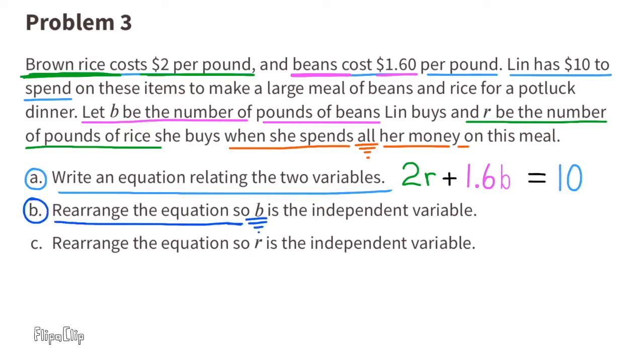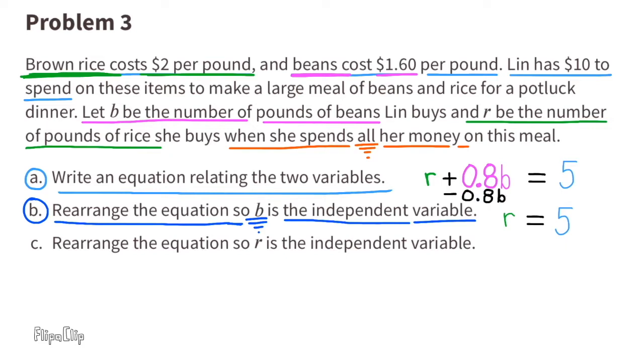B. Rearrange the equation so B is the independent variable. To get the R by itself, we have to divide every term by 2. 2R divided by 2 is 1R. 10 divided by 2 is 5. Now we can divide the independent variable by 2. 1.6B divided by 2 equals 0.8B. Since we need the independent variable on the other side of the equal sign, we have to subtract 0.8B from both sides. Now the equation reads R equals 5 minus 0.8B.